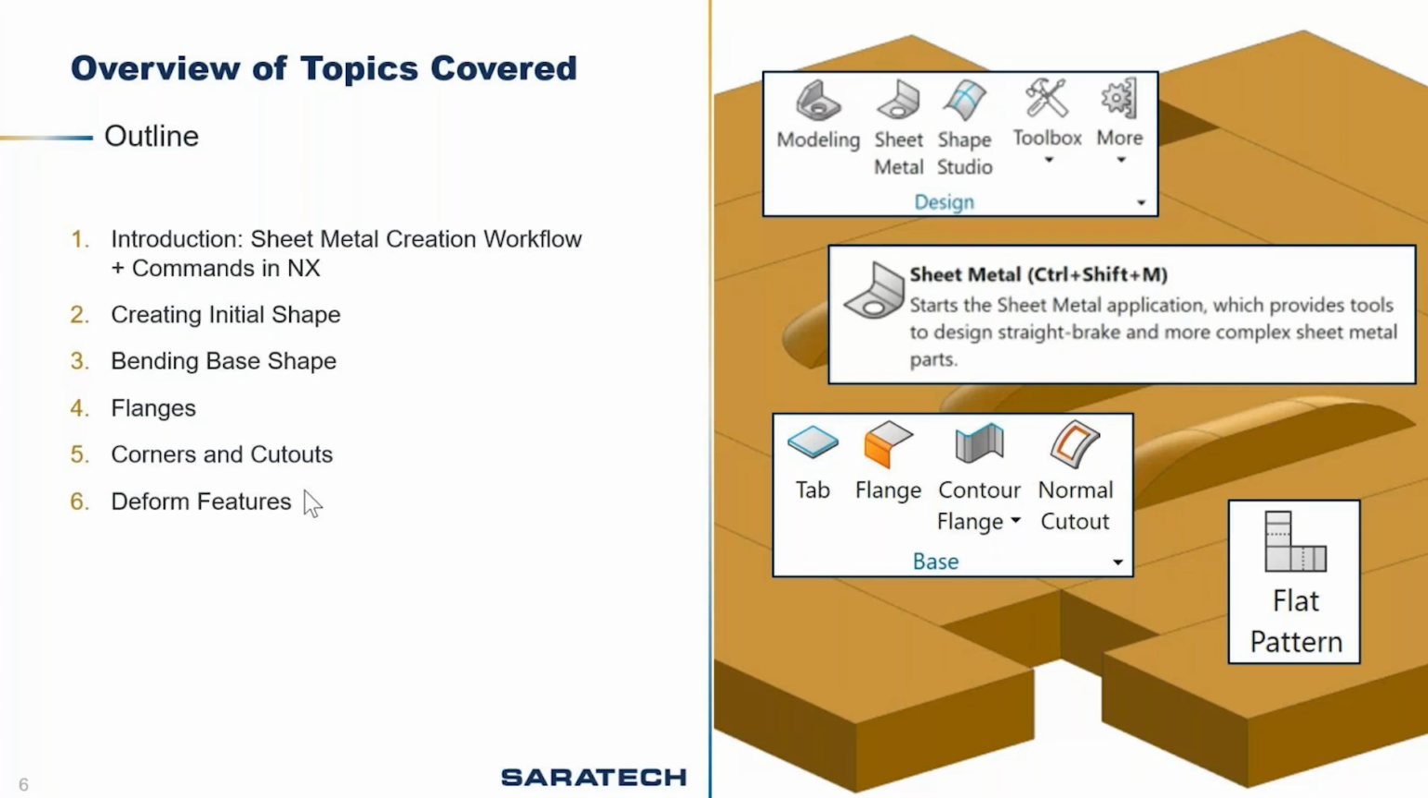You'll notice in the ribbon bar that a lot of the command names are familiar terminology to what you would be used to, easy to follow, easy to find in the logical design workflow, which is essentially what you see outlined here. So NX sheet metal is organized in creating sheet metal parts via these steps. Now there are different methodologies, but one simple way would be to create the base shape, bend the base shape, add flanges and corners and cutouts, and deform features.